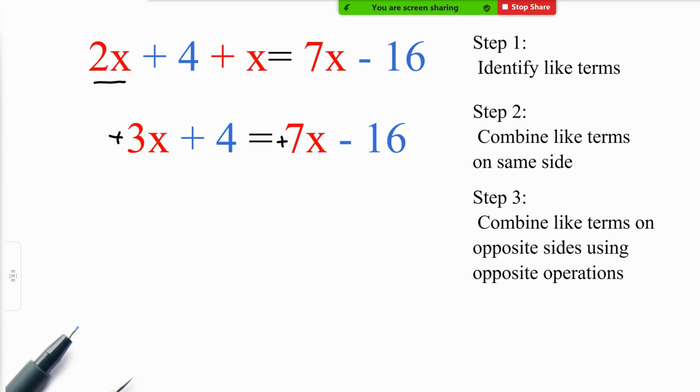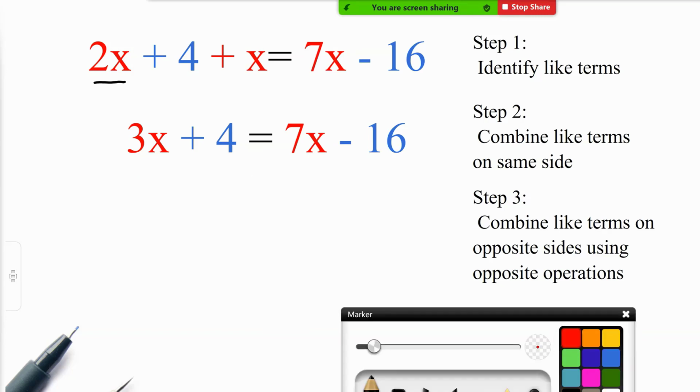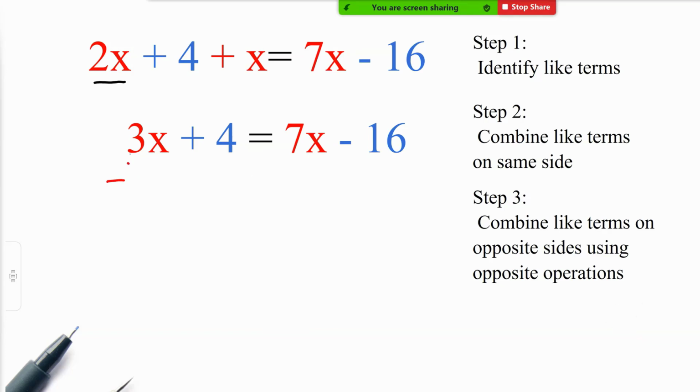Let's see, am I going to be better off to do 7x minus 3x or 3x minus 7x? See, you get to choose which one you want to do. I personally would rather minus 3x, the opposite of positive 3x is negative 3x. What you do to one side, you do to the other side.